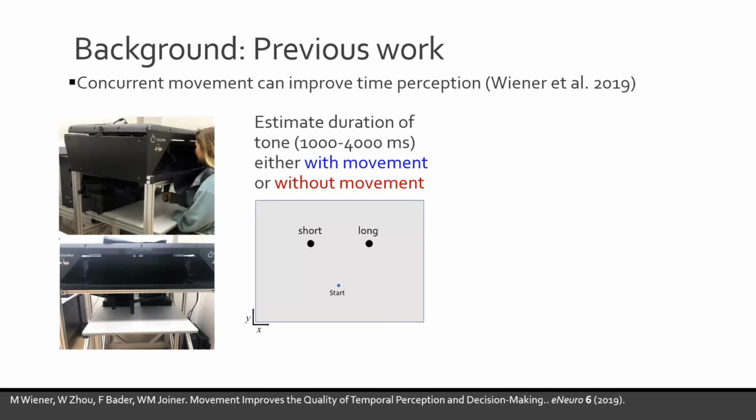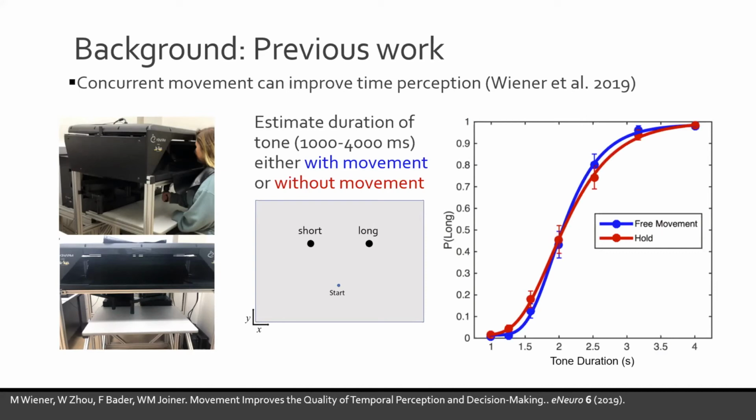So in this task, participants were seated at a robotic arm manipulandum, and they grasped the right handle, and this could move freely along a planar workspace. They needed to hear a range of tones between 1 and 4,000 milliseconds and indicate whether that tone was short or long compared to all tones heard so far. They were also assigned into two groups. One group was allowed to move throughout the tone, and the other group was held in place at the start location until tone offset, and then they were allowed to respond.